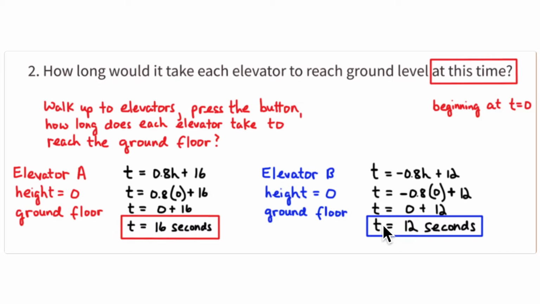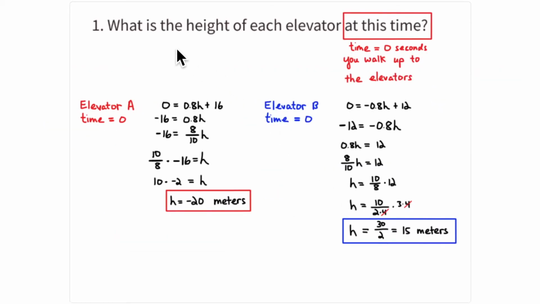So now we know the time. So now question number 1 says, what is the height of each elevator at this time? So that's correct now. So you walk up to the elevator at that time that you walk up. Where is that elevator located? At what height? Well, elevator A at time 0. So now you make the time out here on the left 0, and that's equal to 0.8 the height plus 16. So notice that at some point in time, this height, whatever this height is, we're going to see that that's negative 20 meters in just a second, but that height is equal to negative 16 seconds.